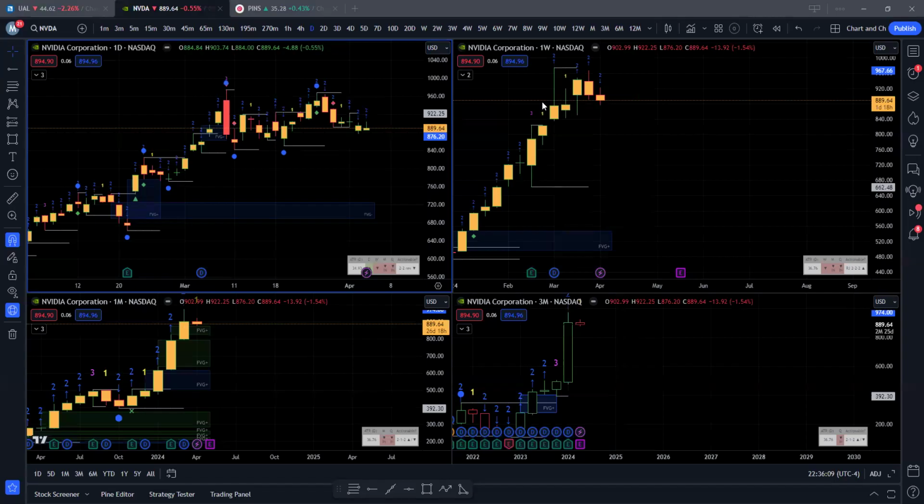bar rewind is. If you have it on your contract, or excuse me, on your TradingView, utilize it, especially with tickers that may not have gone your way.